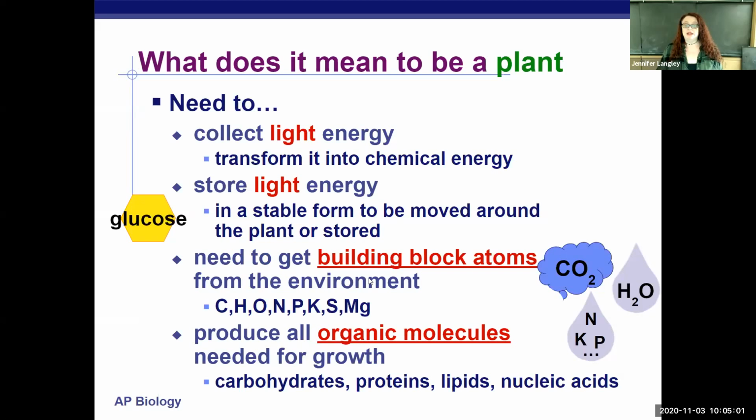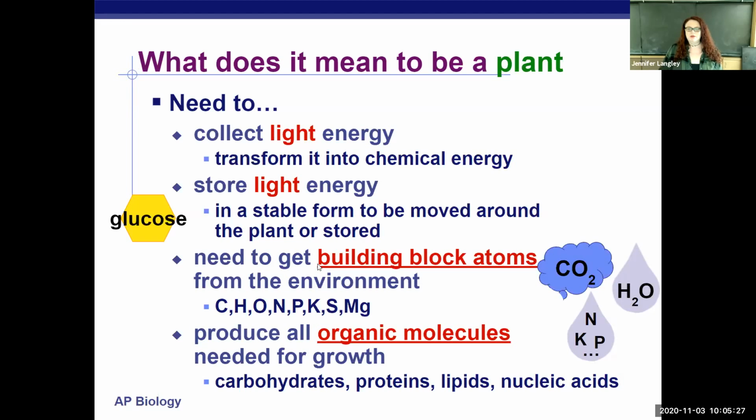Okay, what does it mean to be a plant? You collect light energy and transform it into chemical energy. So we talked about the laws of thermodynamics. We can't create or destroy energy, we're just changing it. So we change it from sunlight into chemical energy. And then we can store that as a sugar that the plant uses or stores.